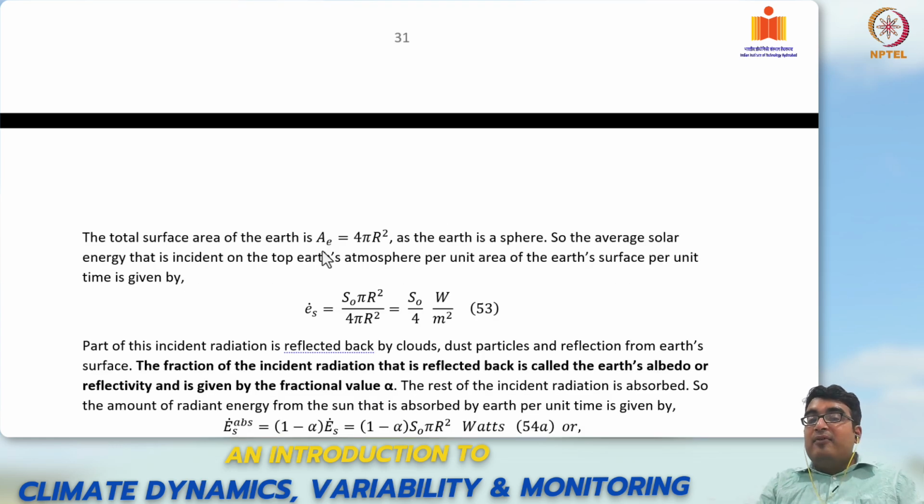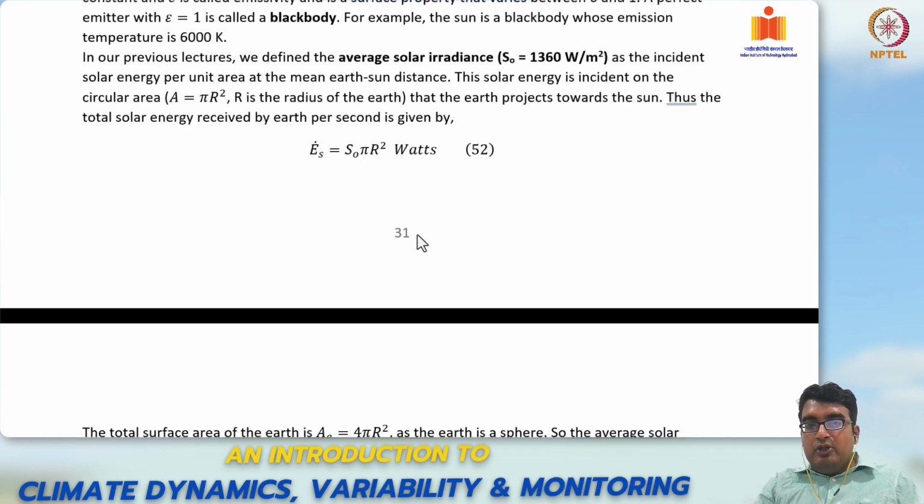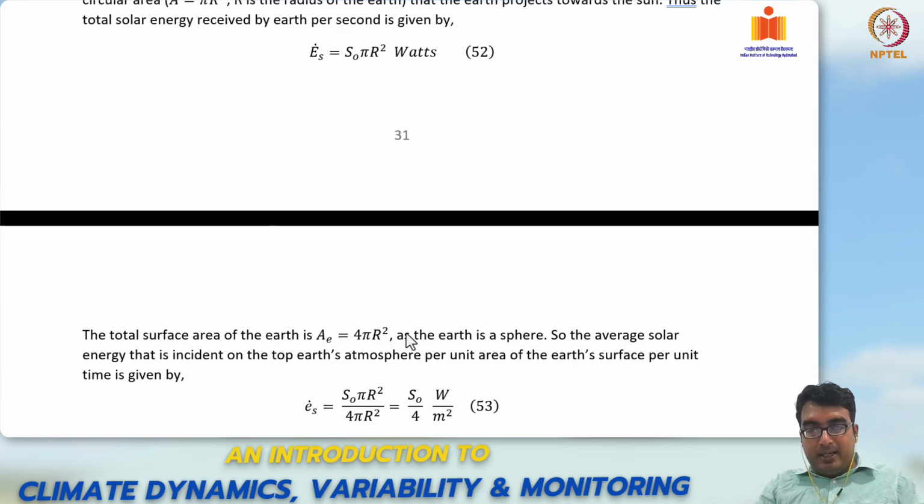The total surface area of the Earth over which the radiation is being distributed is the surface of a sphere with the radius the same as the radius of the Earth. So, the surface area of the Earth, A_E say, is 4 pi r square. So, the projected area is pi r square, where the surface area is 4 pi r square.